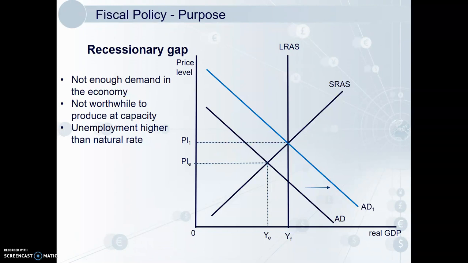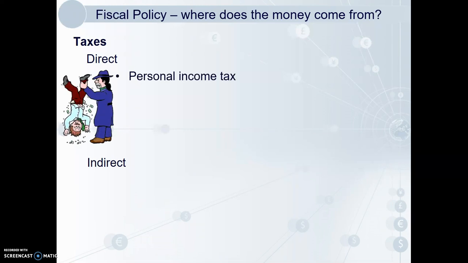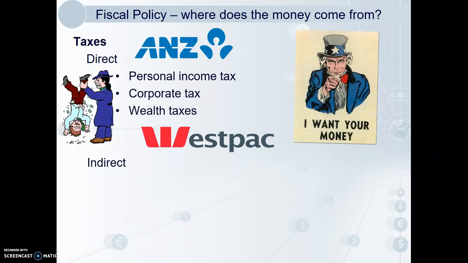Now, where does the money for fiscal policy come from? I'm sure you're all thinking one word: taxes, and yes, predominantly. But of course there are two types of tax, one which we've looked at extensively already in microeconomics. They are, of course, direct taxes and indirect taxes. Direct taxes are imposed directly on income and wealth and include personal income tax, company taxes, so taxes on profits, and wealth taxes, taxes on what you own. So a land tax might be a good example of that.